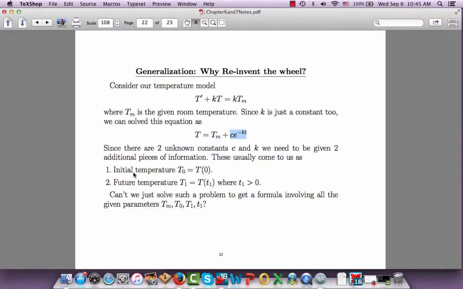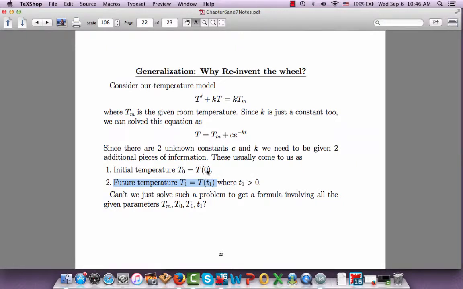The initial temperature is given to us typically as some number T sub 0, but the interpretation is that that is the value we get when we plug time equals 0 into our solution function. And we're also given some future temperature oftentimes, so some temperature T sub 1 at some future time, lowercase t sub 1.